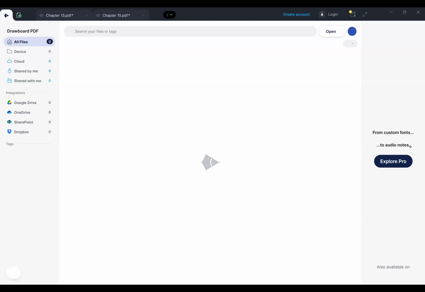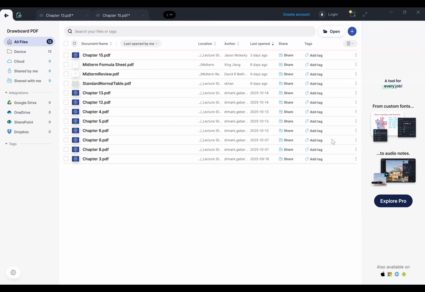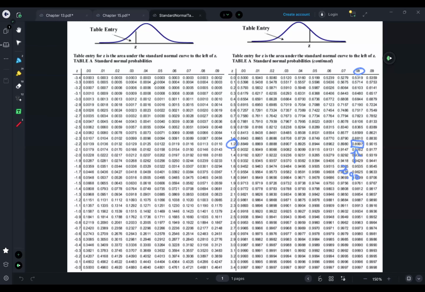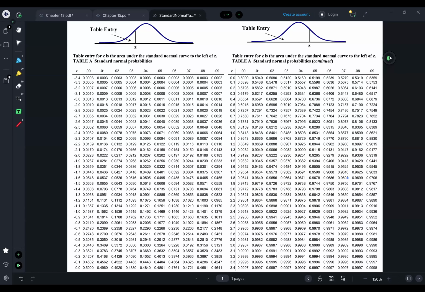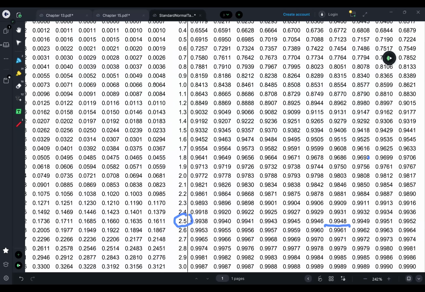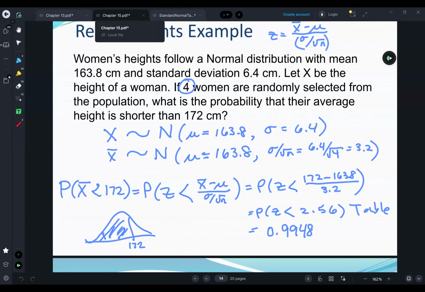Let me see if I still have it here. We'll get rid of the old stuff from the midterm. I'm just going to grab 2.56 and make sure it was right. 0.9948, right here, 0.9948 from the table. We're done, and that's the answer right there.